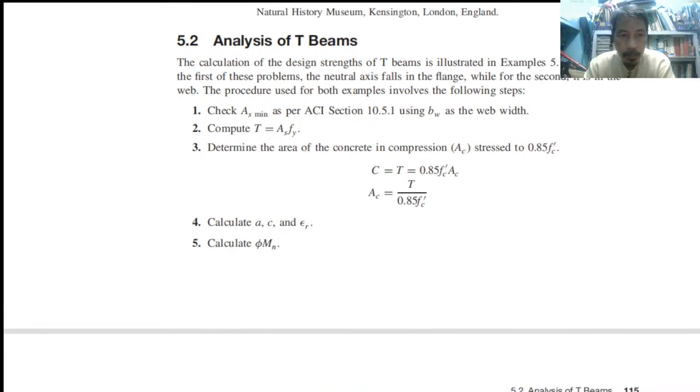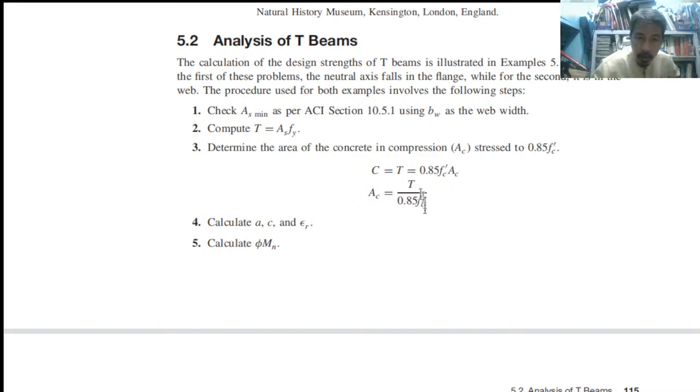analysis. Okay. So, compute the design strength of beams. Examples, we'll do this. We'll have these 5 steps. Okay. So, check first the area of the reinforcement. Then, compute this one. So, we already know that. And then compute this one and equate this, C is equal to T. Then we can compute the concrete area. Okay, concrete area.